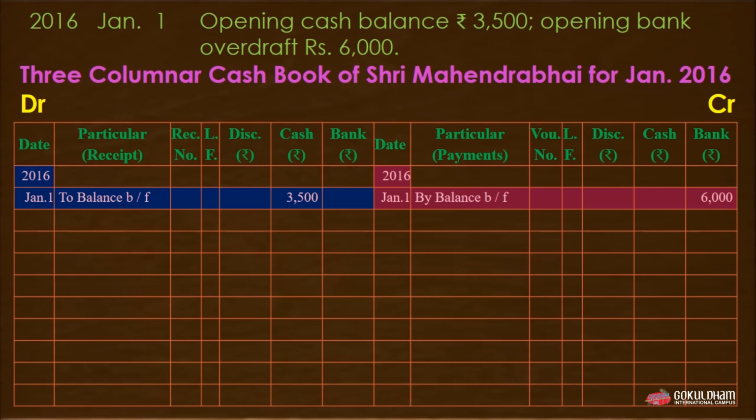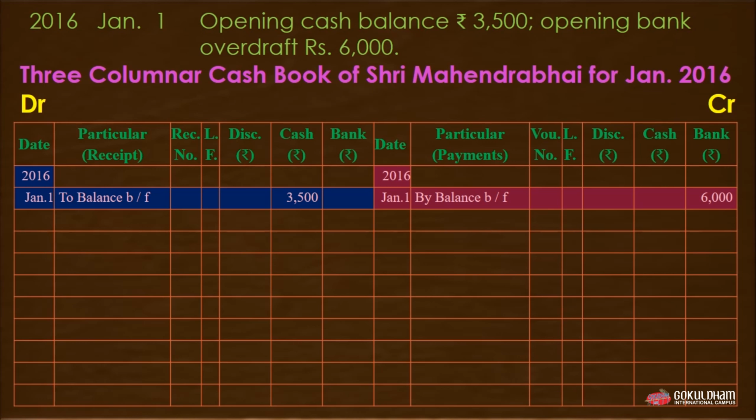We will write it on the debit side, it means we will write from the receipt side. We write in the date column 2016 January 1st, and in the receipt column we write to balance BF. BF means brought forward, we have brought it forward from before. And in the cash column we will write 3,500 rupees. This transaction is indicated in blue color.